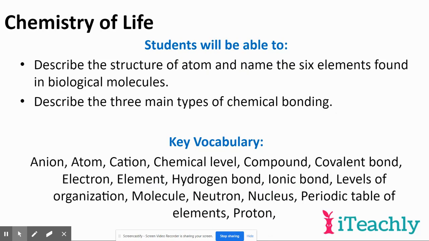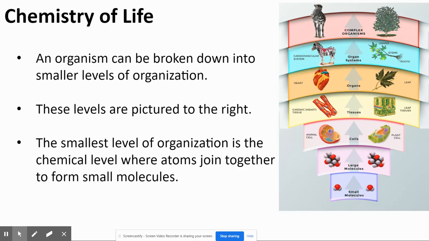All right. By the end of this, you should be able to, and again, this should be a lot of review. You should have had all of this in chemistry last year. So this is just a quick review. You're going to describe the structure of an atom, name the 6 elements found in biological molecules, and describe the 3 main types of chemical bonding. There's key vocabulary.